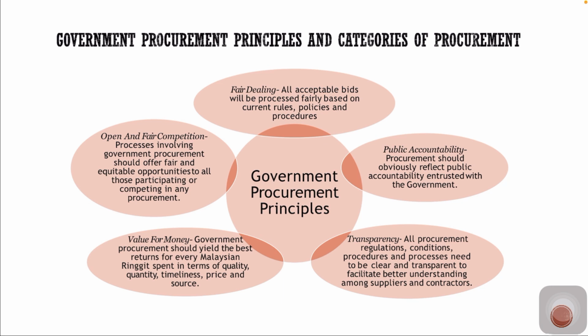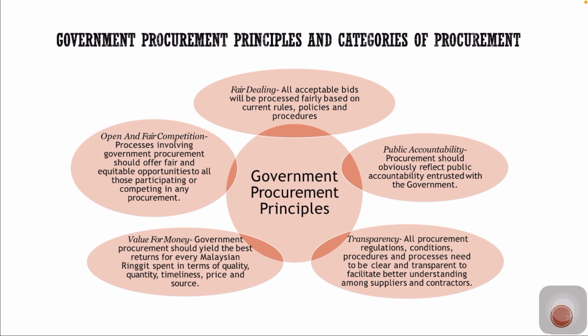So bila ada orang kata fair dealing ni, kita government punya prinsip ni dia adil dan saksama. Maksudnya dia memberi peluang kepada this local entrepreneur and also local supplier to compete. To compete. So perlu jadi adil dan saksama.